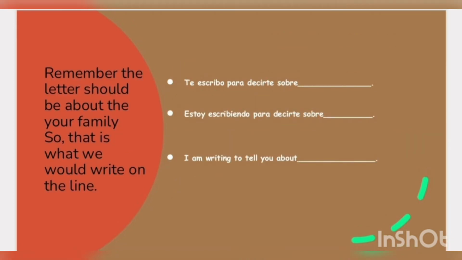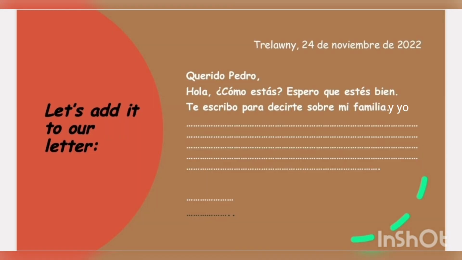Next up, you should inform the person why it is that you are writing the letter. So you're going to either use te escribo para decirte sobre or estoy escribiendo para decirte sobre. Remember that this letter should be about yourself and your family, so that is what we would write on the line. So notice we have te escribo para decirte sobre mi familia y yo. I'm writing to tell you about my family and I.